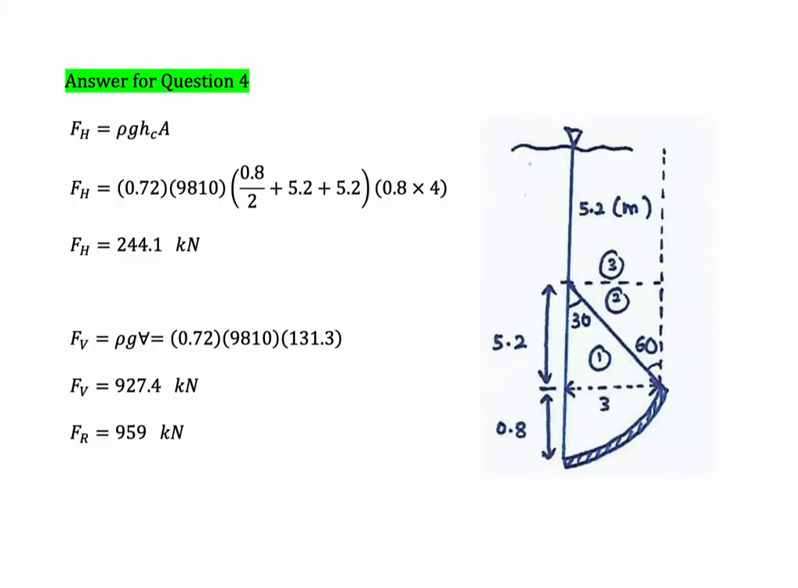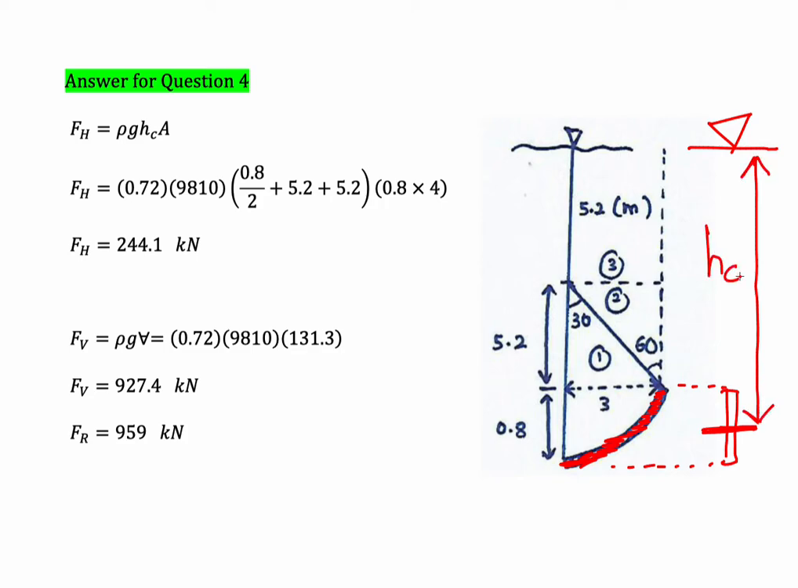So we could calculate the horizontal force. Again, we are focusing on this sector of a circle. We could draw the projection area like this one. So we have the projection area of this one, and this is the centroid. Because this is the free surface, the distance here is the hC.